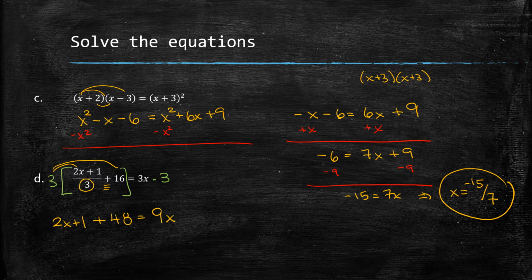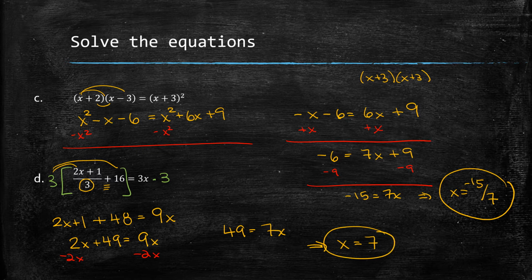On the right-hand side of the equation, we have our 9x. Okay, add your like terms. So we have 2x plus 49 is equal to 9x. Subtract 2x from both sides. So 49 is equal to 7x, which means that x is equal to 7. Okay, so sometimes I skip this last step. So what I'm doing here is dividing both sides of the equation by 7.